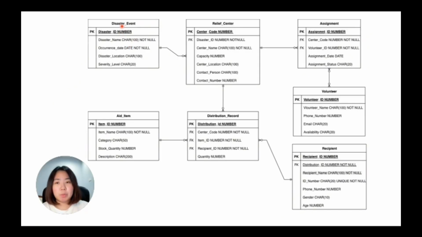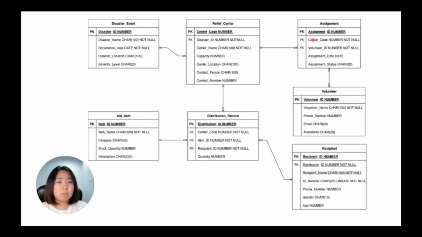The relationship between disaster events and relief center is one-to-many, and this means one disaster event can have many relief centers set up for it. This connection is made via foreign key. Disaster ID field in relief center is the foreign key, and this references disaster ID, which is the primary key in disaster events. Next, we go to the assignment.